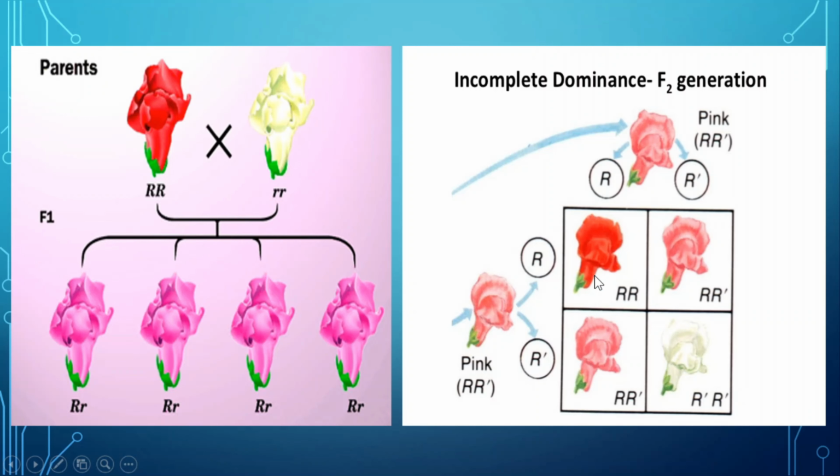That means the ratio of the genotype was 1:2:1, and the phenotype also 1:2:1. So this is not obeying Mendel's law, and this is the example of incomplete dominance. Here dominance is not complete, here incomplete dominance is.